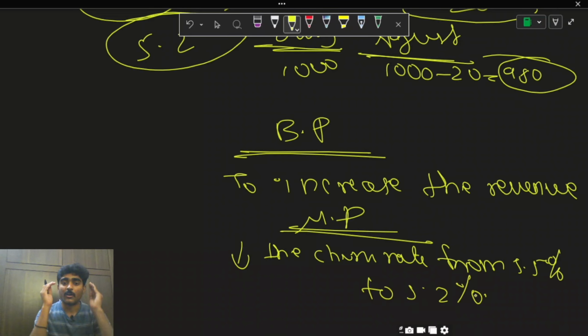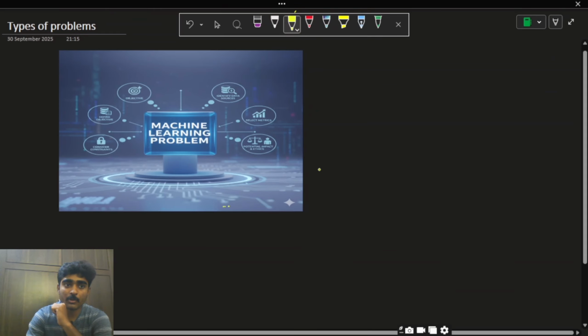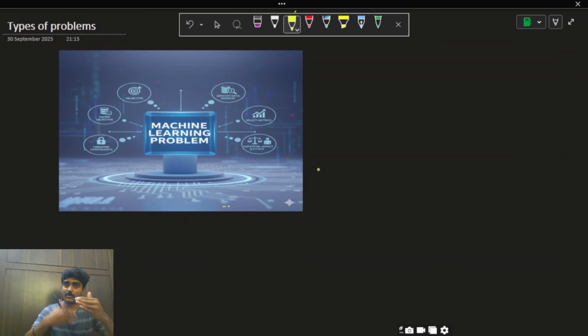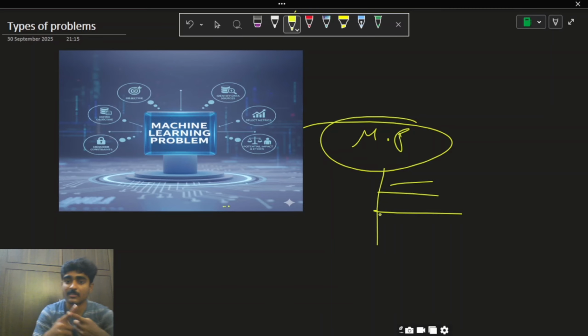Now let us see how this machine learning problem has sub problems in it. This machine learning problem also has some sub problems divided. This machine learning problem is not alone a machine learning problem, you'll be having some subdivisions to it. Now the very first subdivision, we'll be understanding with an example. You basically want to decrease the churn rate. This is basically your machine learning problem.